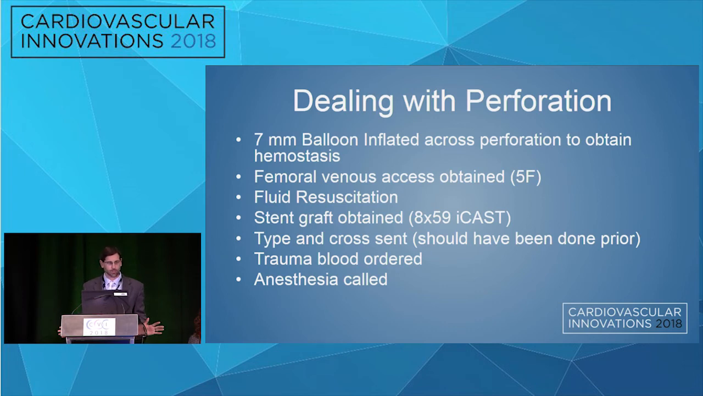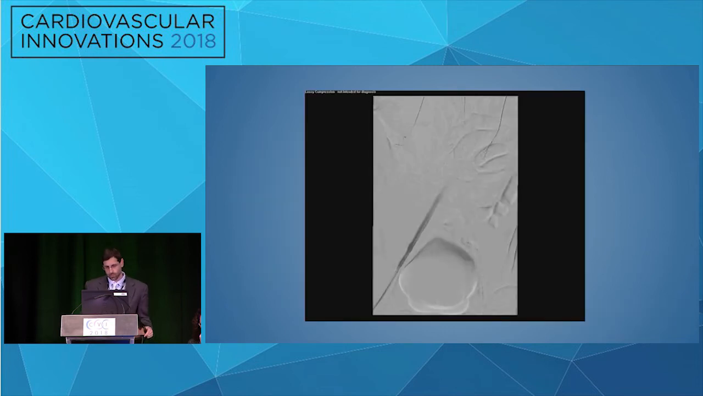The other big mistake that I made on this case was it was a complex aortoiliac case. The guy should have been type and screen, but he was not. He was treated like a routine heart cath, and so he had a CBC and a BMP, but no type and screen. So we pulled blood off the venous sheath, ordered a type and screen, ordered some trauma blood. We called anesthesia just in case he were to decompensate and needed to be intubated, but none of that happened. So this is after deployment of the ICAS stent.